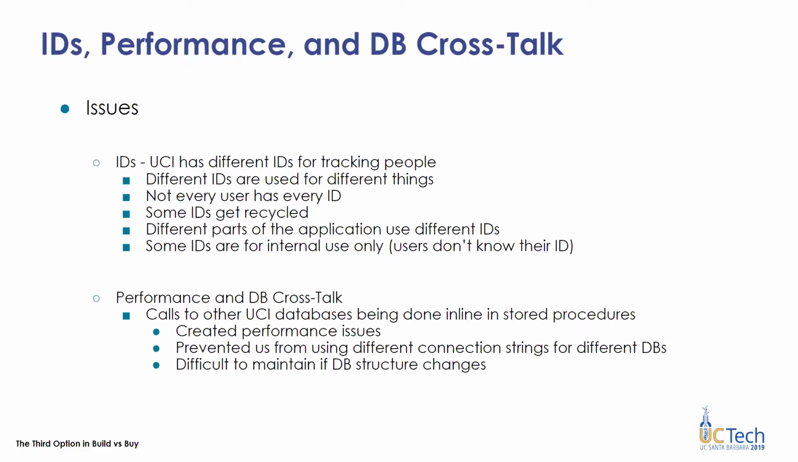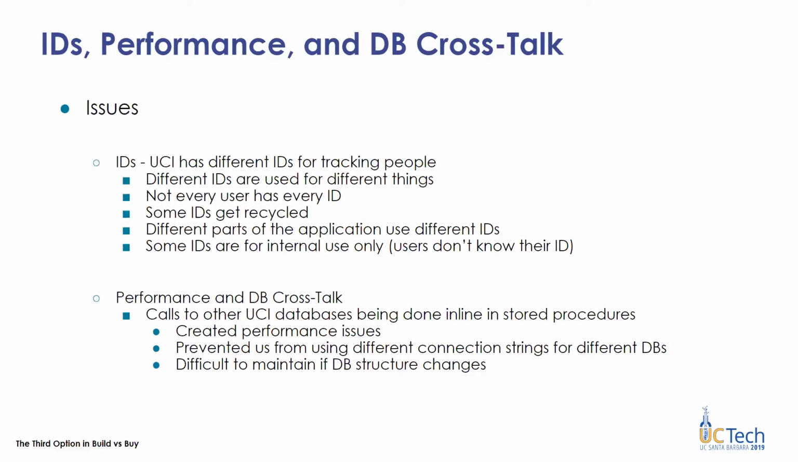Some IDs are for internal use only. So our most reliable ID for tracking users in our system is the campus ID. Nobody knows their campus ID. It is something that is for internal use only. And there were different parts of the appointments application that were tracking users by different IDs.